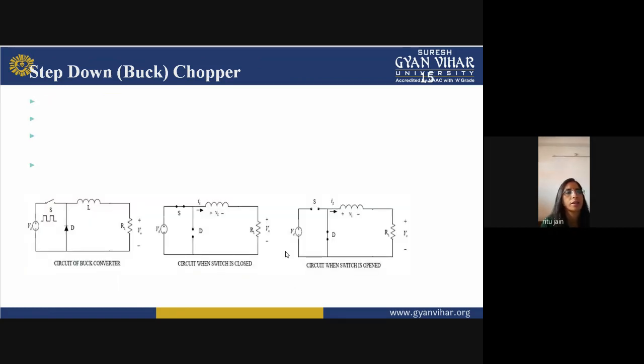So you can see that this is your buck circuit in which you are supplying your DC voltage through pulses. The switch will remain on for a particular time. In that case, the diode will be in reverse bias, so the current will flow through this path when your switch is closed. When your switch is open, the diode will be in positive direction and the current starts to flow through this particular loop. So this is all about your buck chopper.